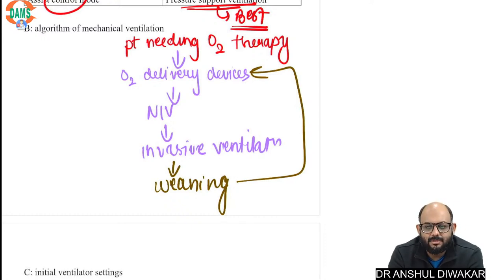What mode is this? What mode are you using where the patient initiates all the breaths? Each breath is assisted by a fixed pressure and patient determines the rate of respiration. What do you think? Will it be controlled mechanical ventilation, assist control ventilation, synchronized intermittent mandatory ventilation, or pressure support ventilation? Although this is beyond the scope, but I'm still going to discuss it for a minute.